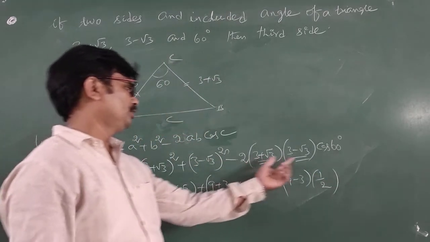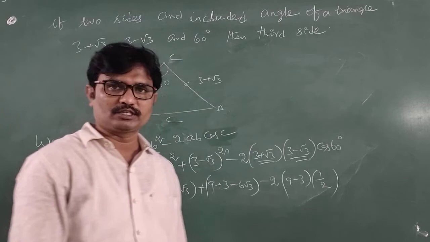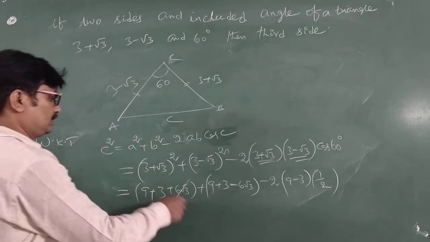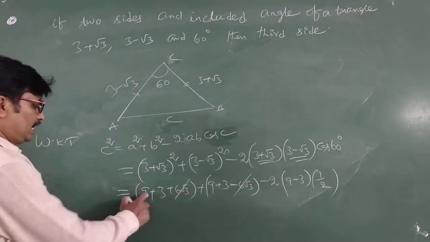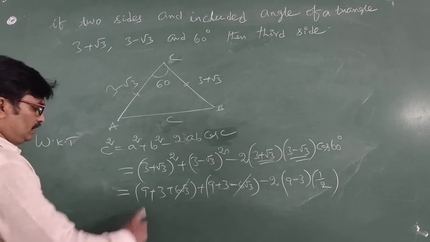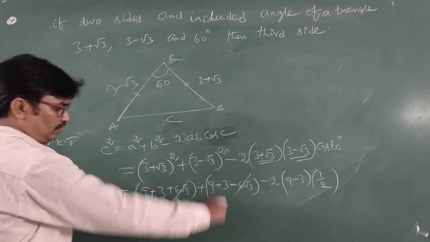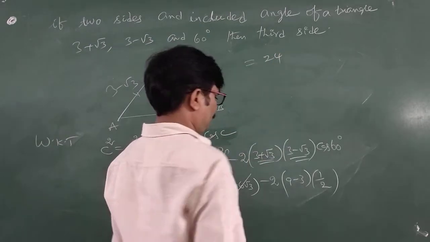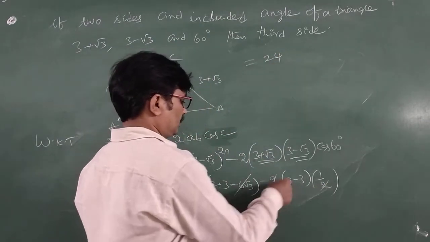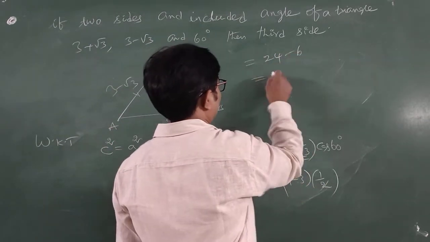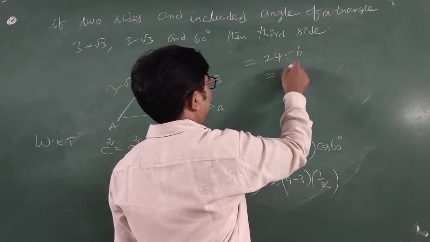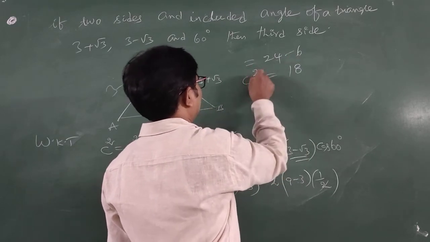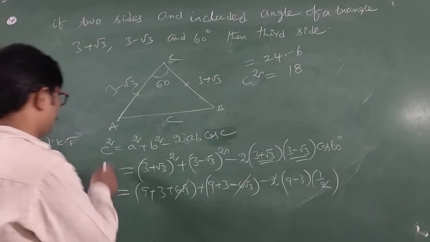A plus b into a minus b is a square minus b square. Now students, these two are cancelled. 9 plus 3 is 12. What is the total? 9 plus 3 is 12, and 12 plus 12 is 24. Now these are cancelled. Now this is minus 6. Now this 18 is the value of c square.